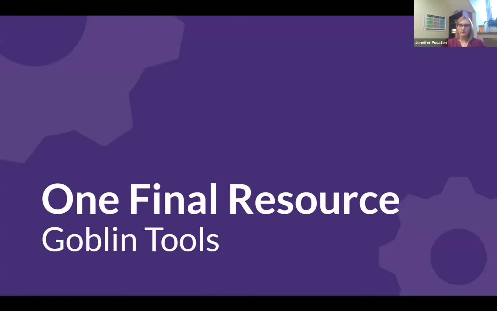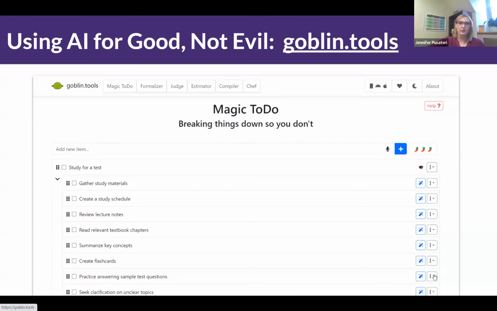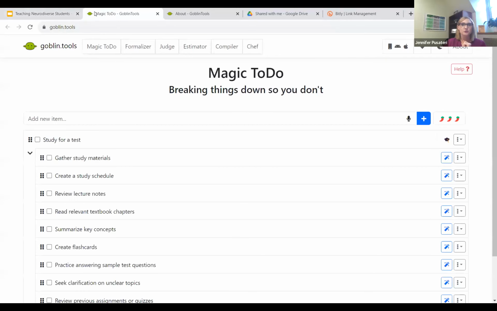We do have a little bit of time left. I wanted to share with you my new favorite tool of all time that's really helpful. It's called Goblin Tools. There's a web version. There's also an app version. And this is an AI deal. So I'm going to take you out to that tool so you can see what it does.